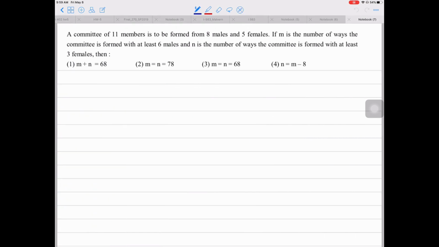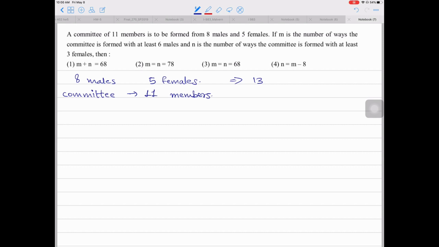A committee of 11 members is to be formed from 8 males and 5 females. If m is the number of ways the committee is formed with at least 6 males and n is the number of ways that the committee is formed with at least 3 females, then, and we are given some options regarding the values of m and n. So we know we have 8 males, 5 females, and the committee is to be formed from 11 members. So the total members are 13 and we need to select 11 members out of it.